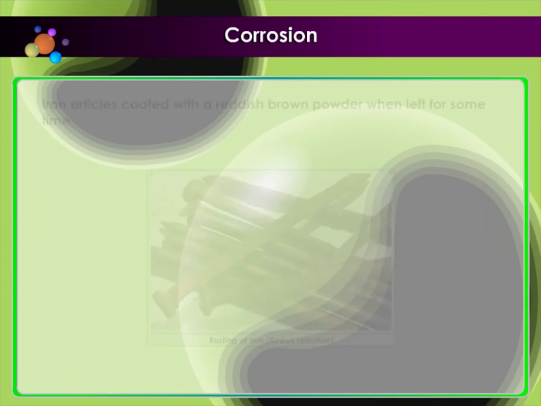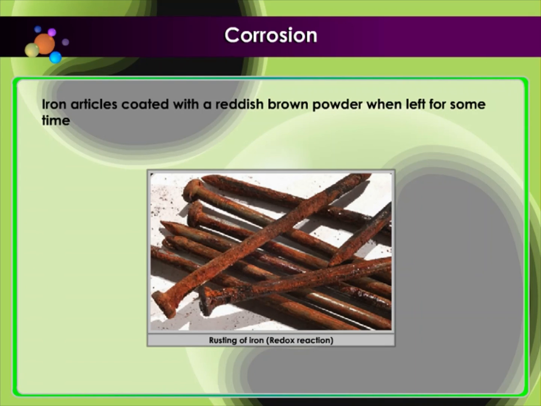Corrosion. You've observed that iron particles are shiny when new but get coated with a reddish-brown powder when left for some time. This process is commonly known as rusting of the iron.